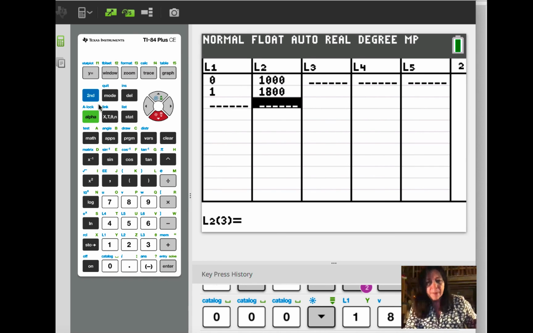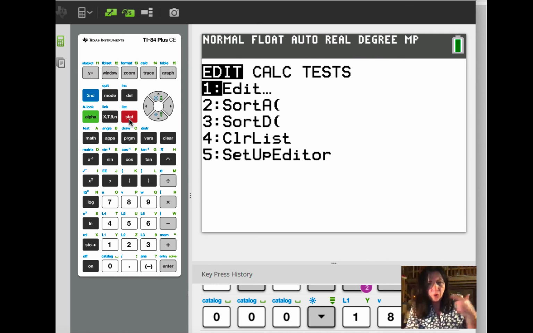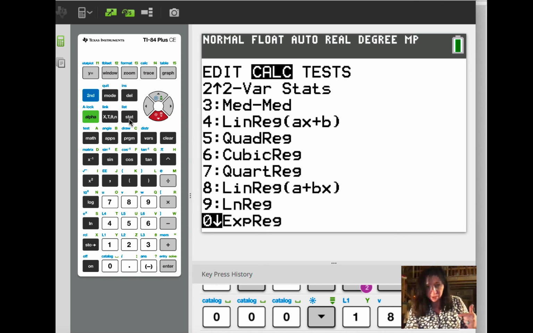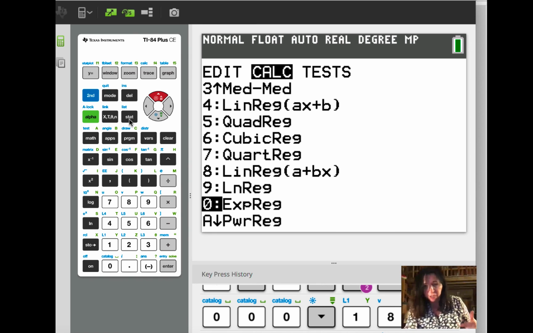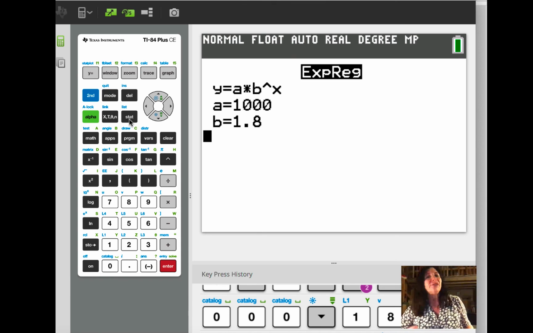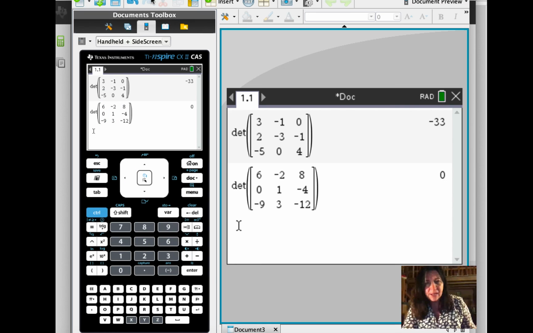And now I go back to stat, and I go over to calculate. And I go down to where it says exponential regression. Right there. Exponential regression. Hit enter. That gives me this. Enter, enter, enter, enter, enter. There's my equation. A is 1,000, B is 1.8. We have our exponential regression. We have our equation. The other option to do this, again, this is with my TI-Nspire.